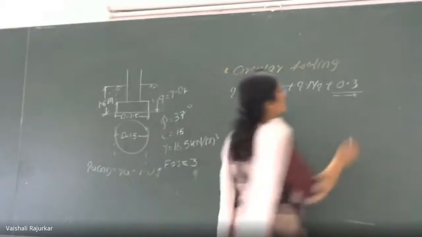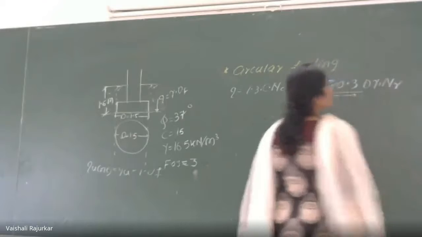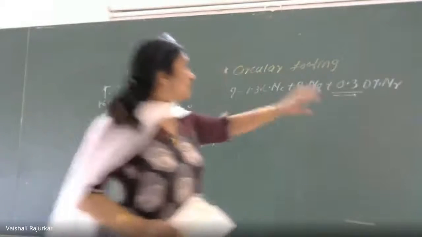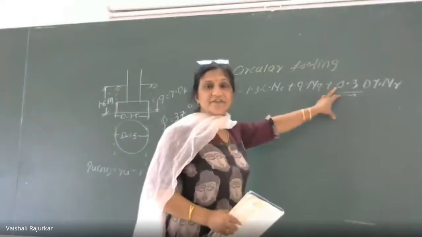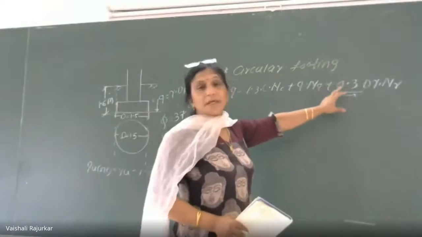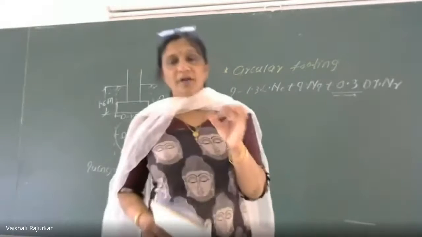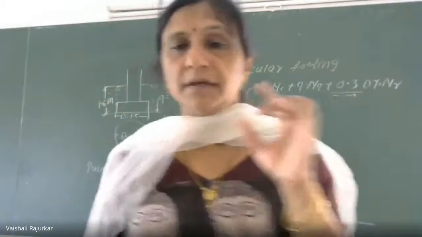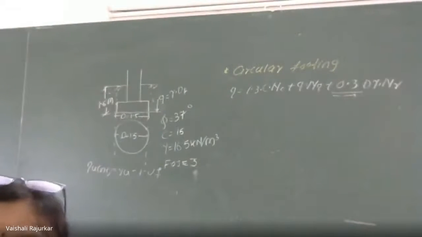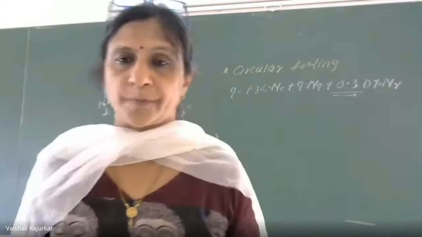0.3 into gamma into N gamma. Now always remember that in the strip footing equation there is 0.5, then in the equation of square footing it is 0.4, and in the equation of circular footing it is 0.3. Always remember the load carrying capacity for a circular footing is the lowest.